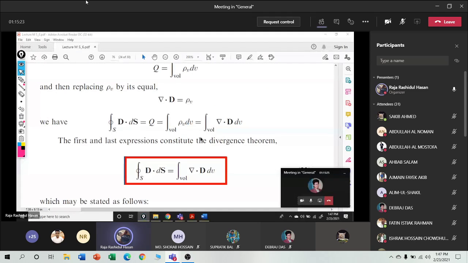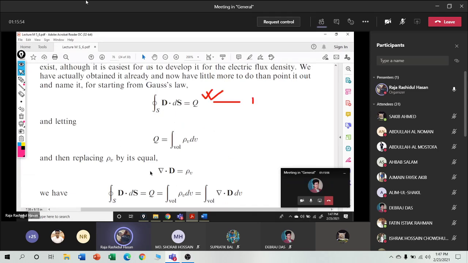Okay, this is the last topic of chapter 3. Give the title Divergence Theorem. We have seen divergence, now we'll see the divergence theorem. Combining three equations, we can form another format, that is actually the divergence theorem.